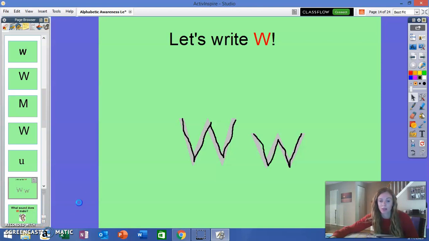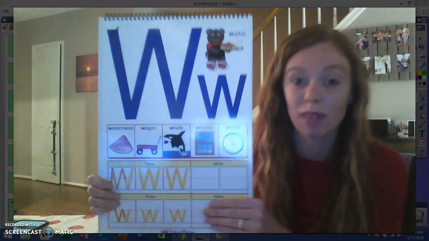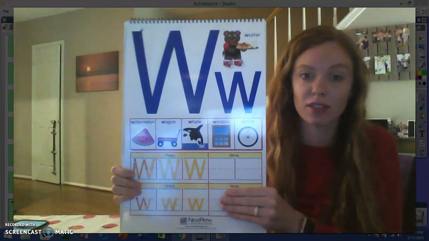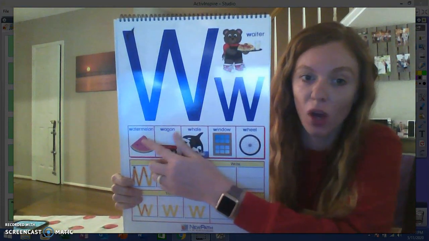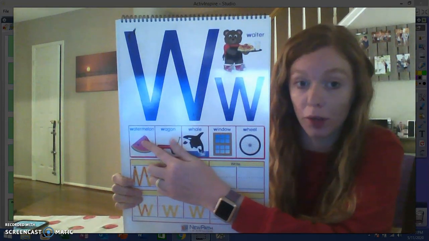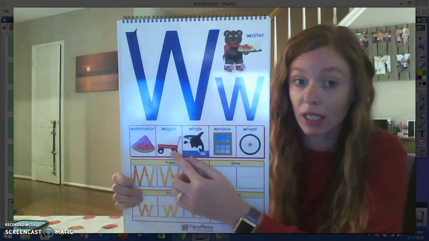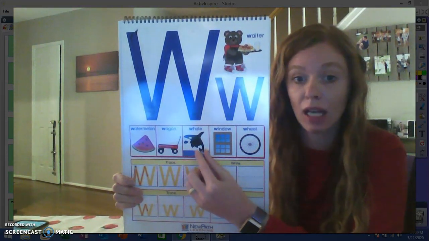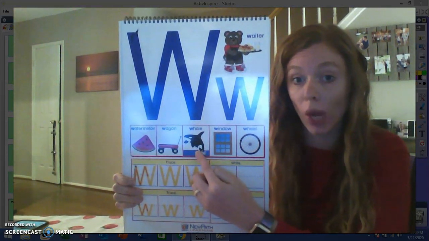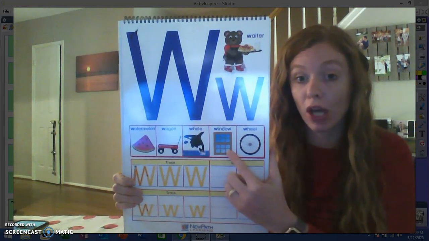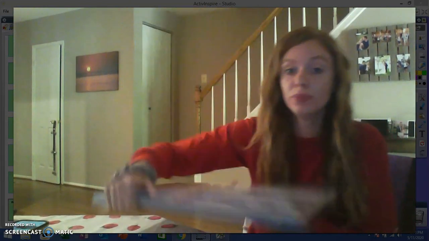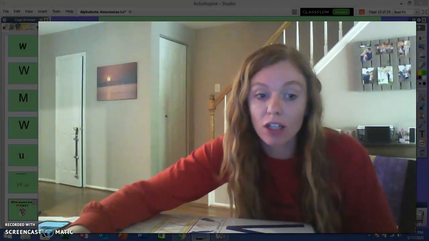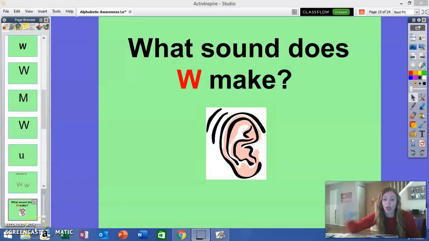So now we are going to talk about the sound that W makes. So W, let's look at some of those W words that we saw in the beginning. So we have watermelon, wagon, whale, window, and wheel. So the letter W says w, w, w.